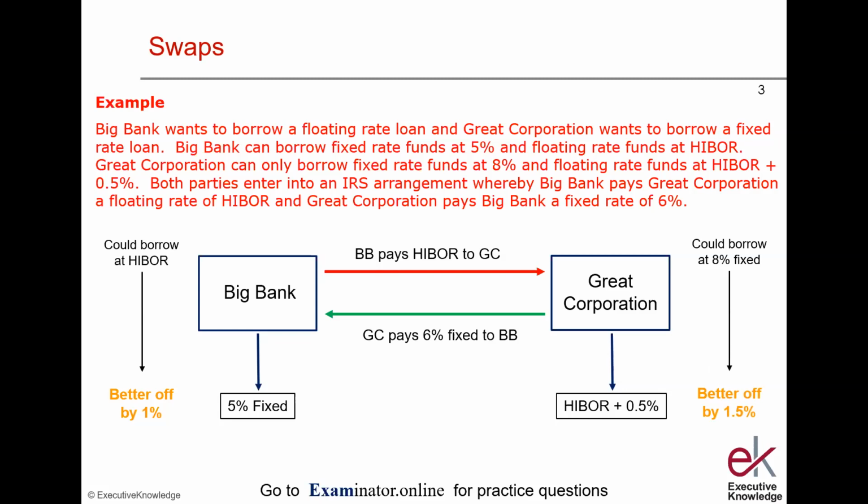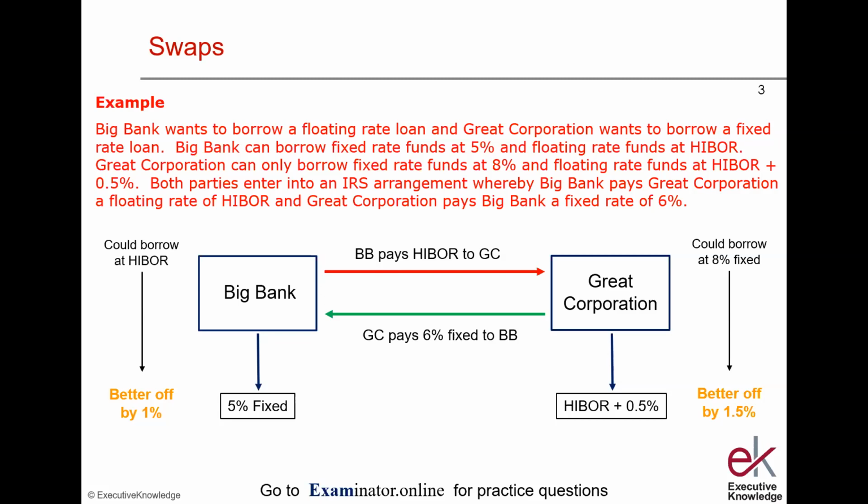So it's 2% better off, but it is receiving HIBOR from Big Bank and it's paying HIBOR plus 0.5% in the market. So it's losing 0.5%. So net, it is better off by 1.5%. So there is the outcome of a swap, where both entities gain from the swap arrangement. They are net paying the type of interest they want. Big Bank is paying floating rate and Great Corporation is paying fixed.